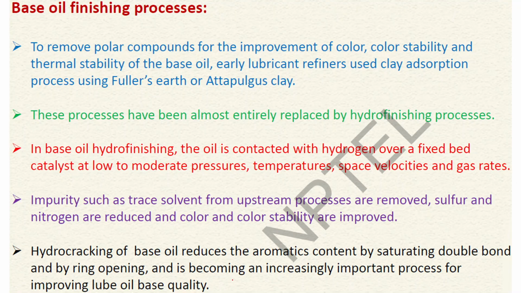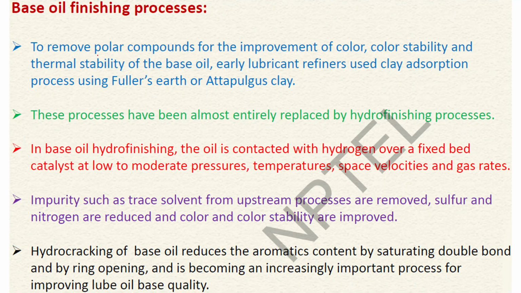Next, coming on to the base oil finishing process. The base oil finishing process involves removing the polar components for improvement. In the base oil, that is the lubricant oil, various polar compounds are present. That is, aromatic compounds are present, which provide the color and smell to the lubricating oil, which need to be removed.